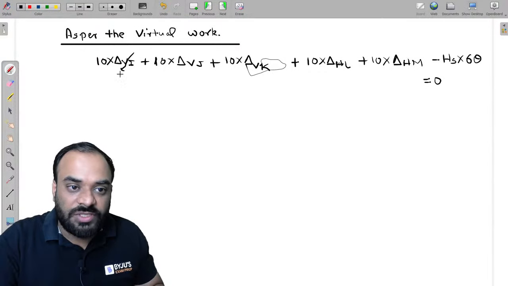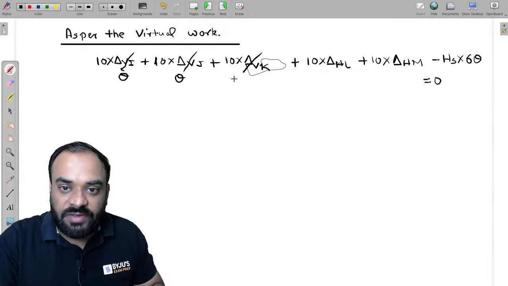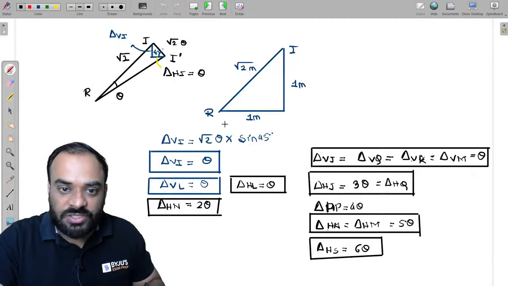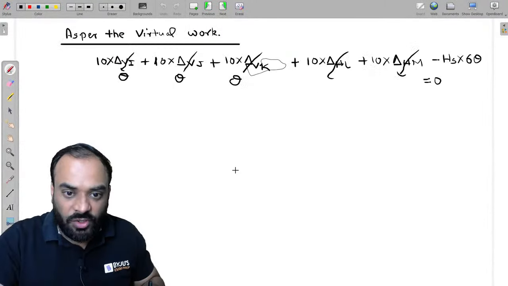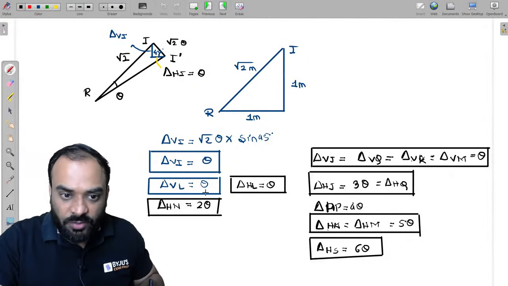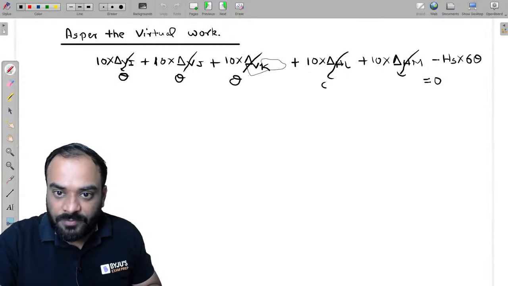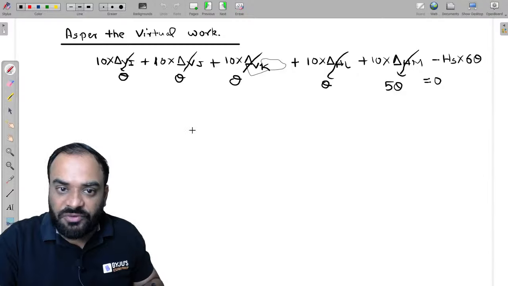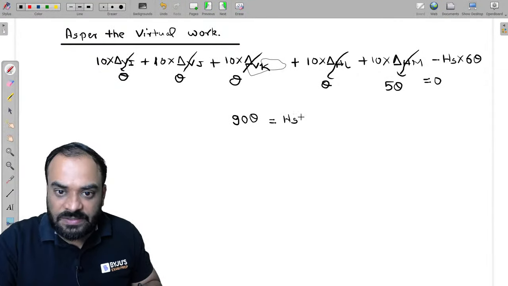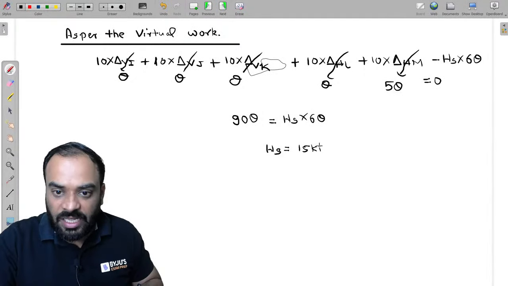Now we know all the values. This value is theta, this value is theta, this value is theta, and HL is theta, and this will be 5 theta. Let's check it out. Yes, 5 theta. Now guys, if you solve it, how much are you getting? 10, 10, 10, 10, 10. Okay, this is 40 and this is 50. So 90 theta is equal to HS into 6 theta. So if you calculate the horizontal reaction, it will become 15 kilonewton, and this will be your answer.